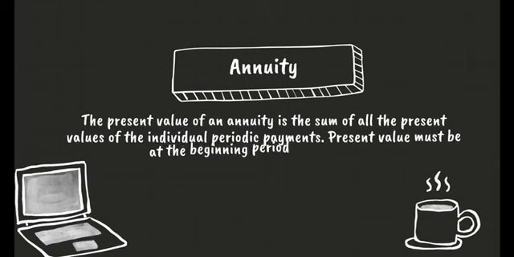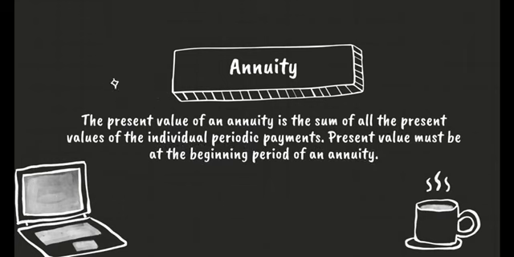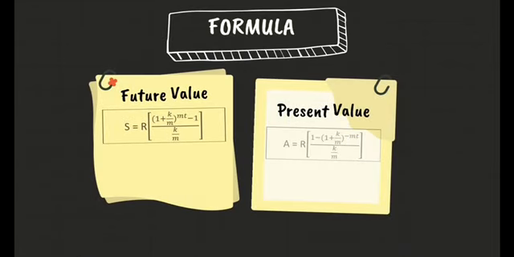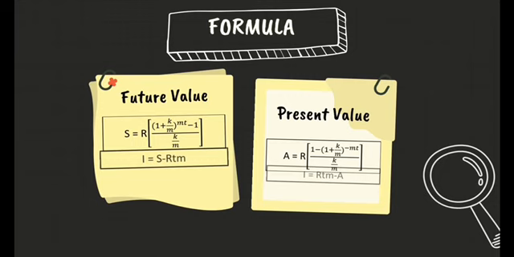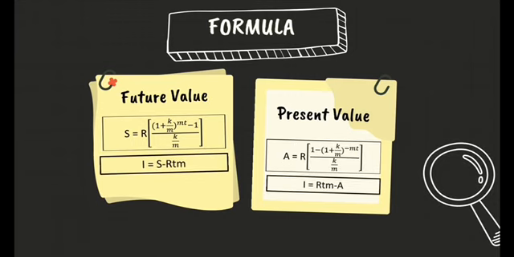What is an annuity? The present value of an annuity is the sum of all the present values of the individual periodic payments. Present value must be at the beginning period of an annuity. There are two formulas in this chapter. Future value: S = R[(1 + K/M)^(MT) - 1]/(K/M). To find the interest, we use I = S - RTM.